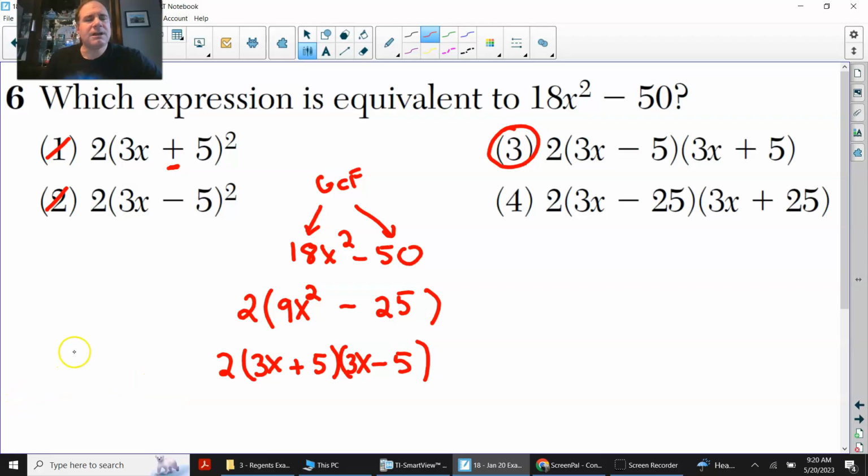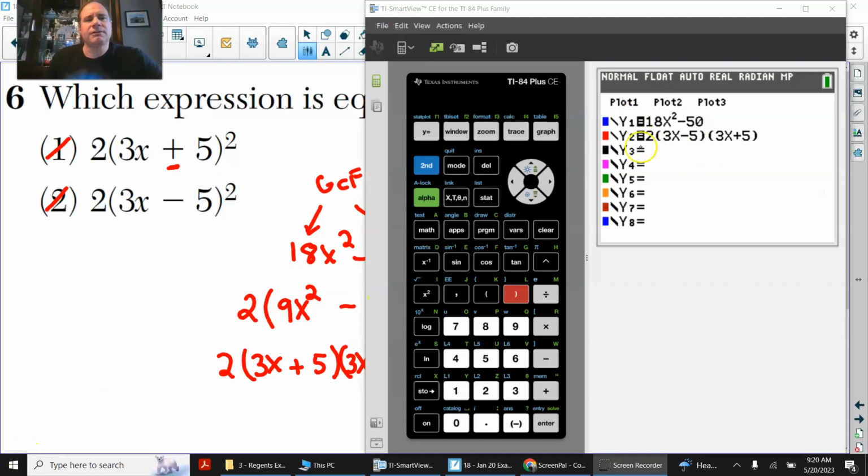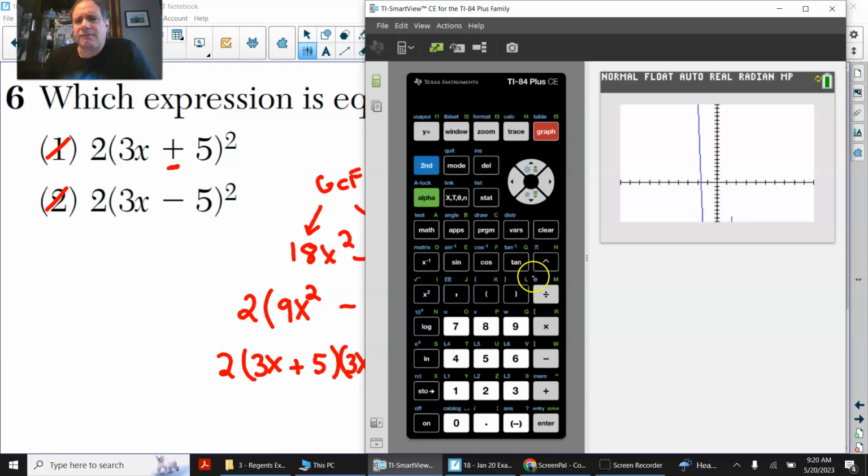And then also, I'm going to show you how to do it in the calculator if you don't want to do it by hand. So I put them into the calculator, and I'm just going to show you this because you really don't have to do any work for this. So we're talking about this graph right here.